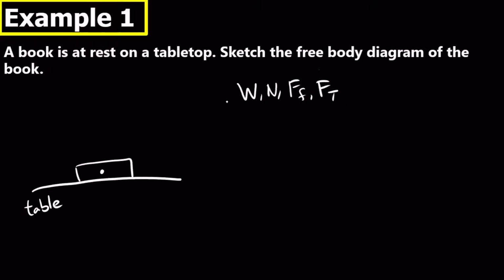No string is present, so there will not be tensional force. The book is at rest, so it's not moving relative to the tabletop. So there's no frictional force. It is in contact with a stable surface, so you will have normal force. And then we assume that the book and the tabletop are on Earth and influenced by gravity, therefore weight. So that's how you draw the free body diagram for this particular case.